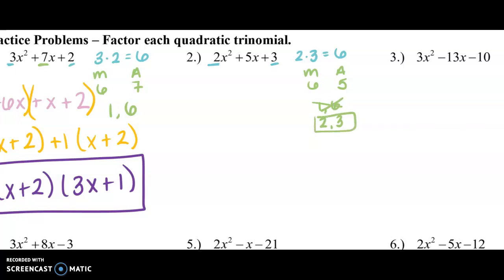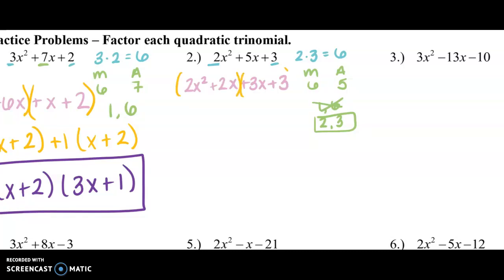Okay, so here I'm going to rewrite 5x with 2x and 3x. So 2x squared plus 2x plus 3x plus 3. Remember how last problem I said it didn't matter if you did 3x plus 2x, but if you notice, I'm putting the 2 with the 2, the 3 with the 3. They just kind of match up better to go that way.